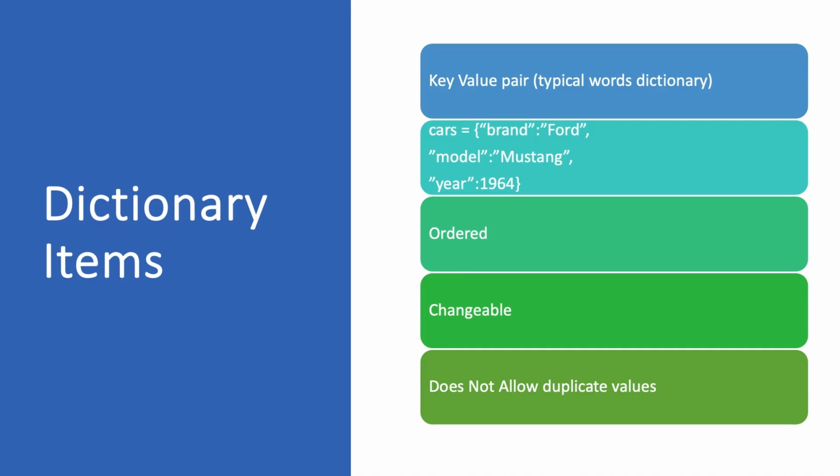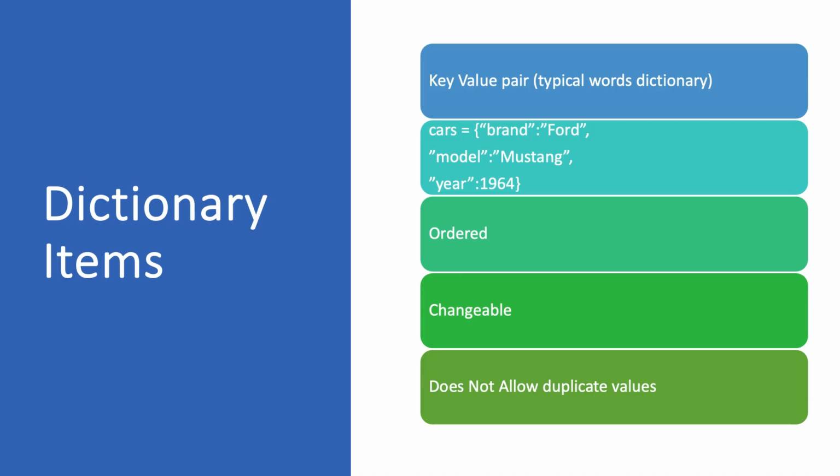So as you can see in this example here, I have a dictionary called cars, which contains 3 key value pairs. The first key is brand, and its value is Ford. Then I have another key that's called model, with a value of Mustang. And finally, a third key, which is called year, with a value of 1964. So this is what I mean by a key value pair. And we separate the key and value by a colon, while the different key value pairs are separated from other pairs by a comma.